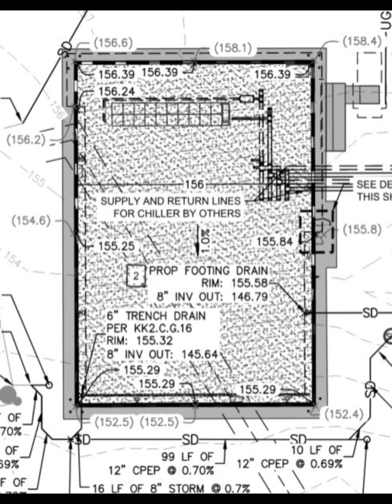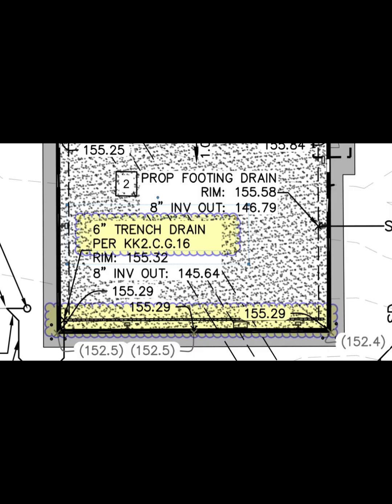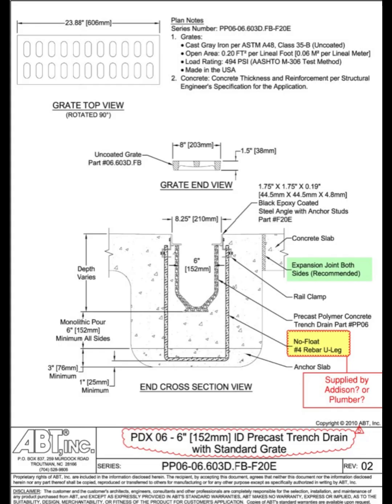You will also find the invert elevations. These show the bottom of the interior of the pipe. Use these numbers to determine if trenching will clash with your work. You will also see a trench drain in the slab at the bottom portion of the SOG. A detail for the trench drain shows reinforcement bar required to set the drain. This is important for the rebar supplier and detailer. Also for us, the build team.